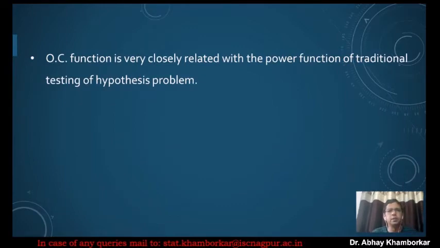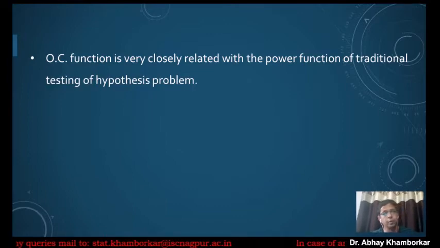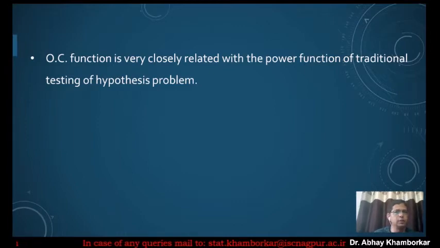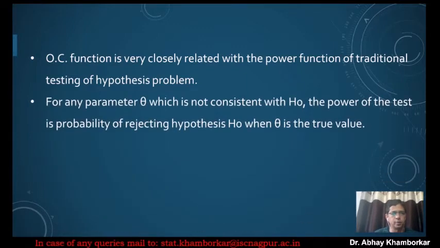The OC function is very closely related with the power function of the traditional testing of hypothesis problem. I hope you remember what is meant by the power function, which is denoted by beta delta theta, right? We have written it: beta delta theta will be equal to either alpha or 1 minus beta, depending upon whether hypothesis H naught is true or hypothesis H1 is true, right? So this OC function is very closely related with the power function of traditional testing of hypothesis.